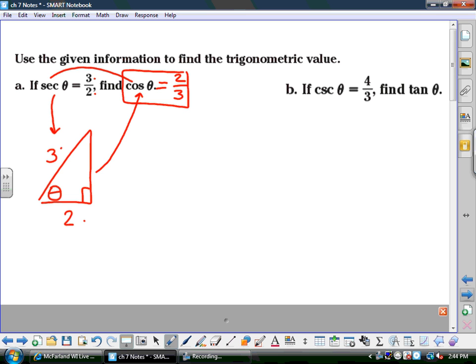Let's try part B. If the cosecant of theta equals 4 over 3, find the tangent of theta. There isn't a quick and easy identity that relates cosecant and tangent, but there is a Pythagorean identity that relates cosecant and cotangent. We want to use the one that says cosecant squared equals 1 plus cotangent squared.